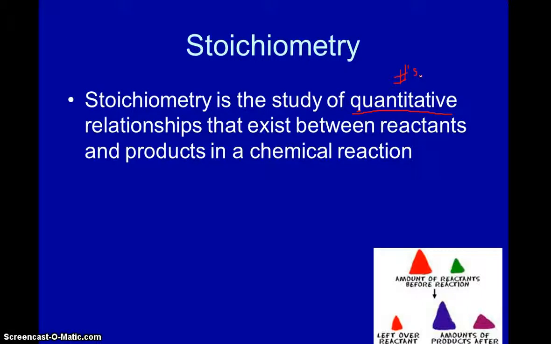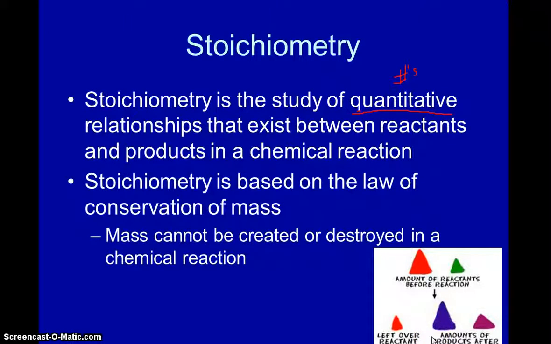So what we're looking at here specifically is the amount of reactant we have and the amount of product that we can create. Stoichiometry is based off of the law of conservation of mass. Mass cannot be created nor destroyed. So if we started with 70 grams of our red substance here and 30 grams of our green substance here, we have a total of 100 grams.